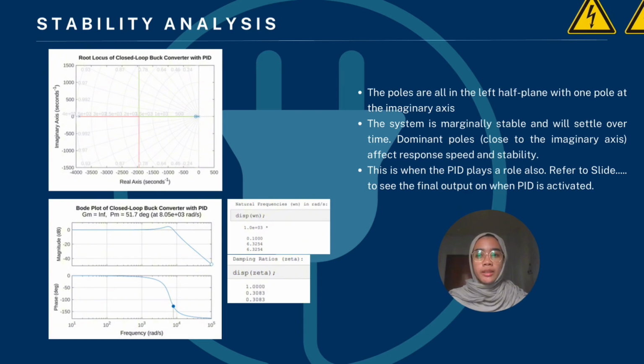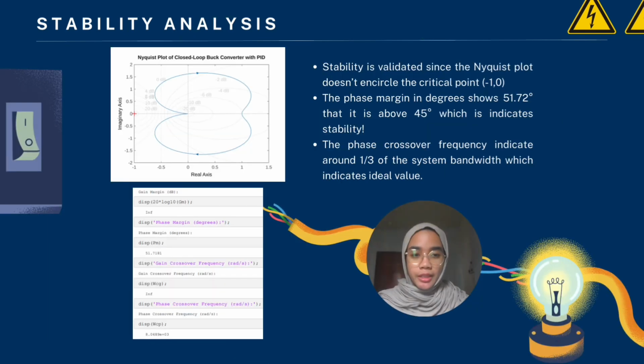All poles are at the left half plane, leaving only one pole at the imaginary axis. This means that the system is marginally stable. Stability is validated since the Nyquist plot doesn't encircle the critical point, and the phase margin in degrees is above 45 degrees, which indicates stability, and the phase crossover frequency is around 1/2 of the system bandwidth, which indicates the real ideal value.